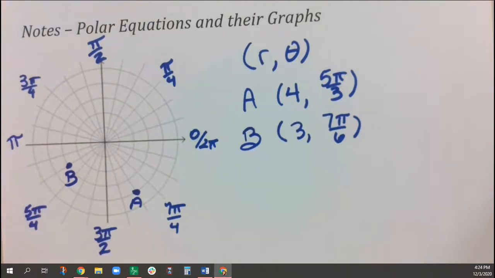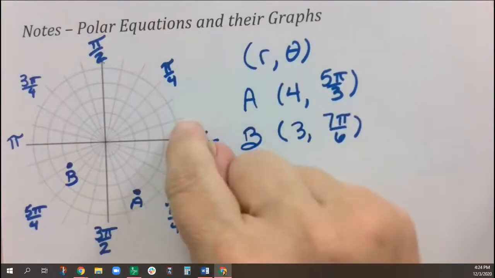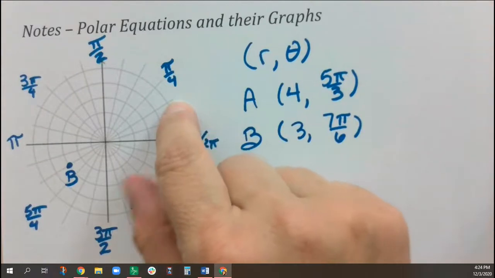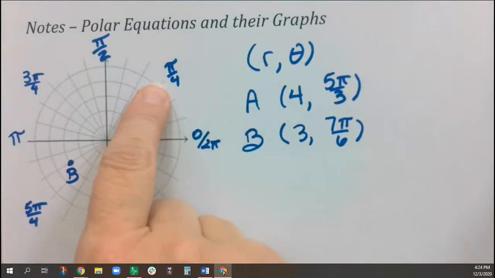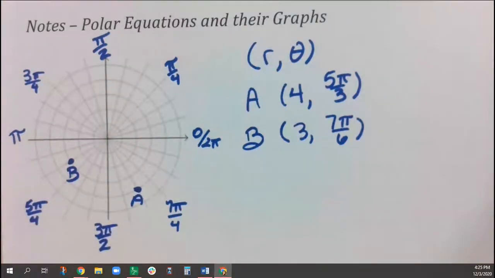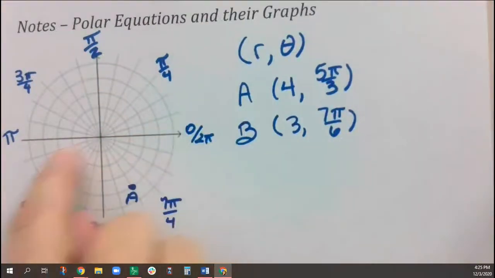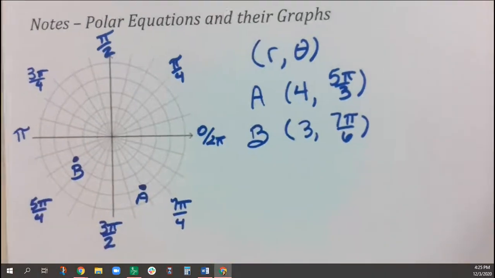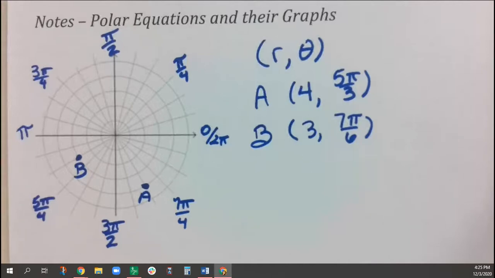Now, I did not point out on the spokes earlier. You'll notice that there are more angles marked with these spokes here than what we're used to on the unit circle. They're actually marked every pi over 12. So this would be pi over 12. This would be 2 pi over 12, which is pi over 6, 3 pi over 12, which is pi over 4, and so on, all the way around. So those spokes that are closest to the x-axis and closest to the y-axis, those we're not used to seeing on our unit circle. They're extra angles.